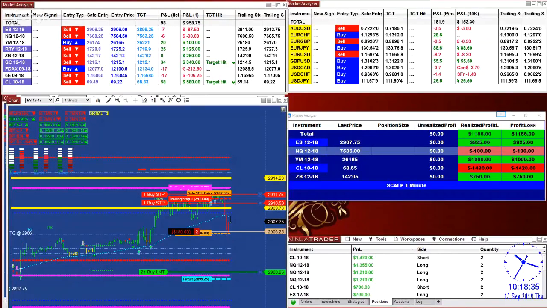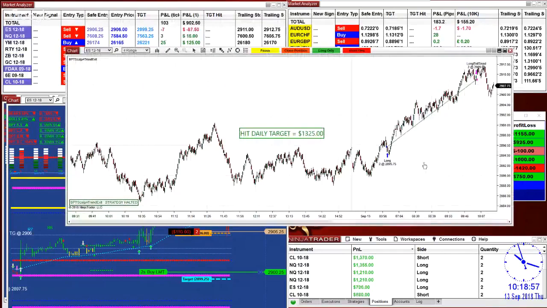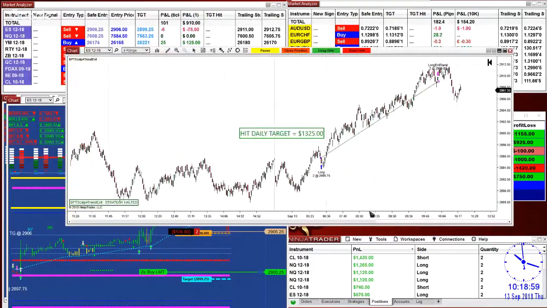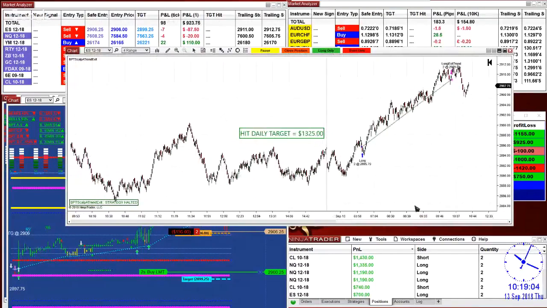Let me see what else we have. Also, the ES on the full range hit the target. Market order. Beautiful. Very nice. Done. Over.